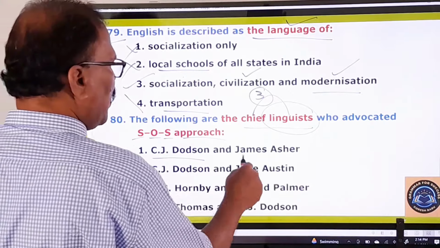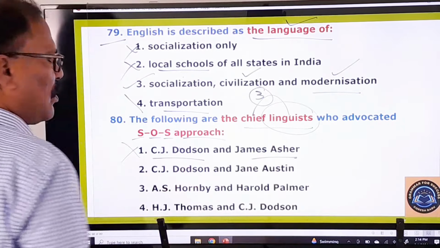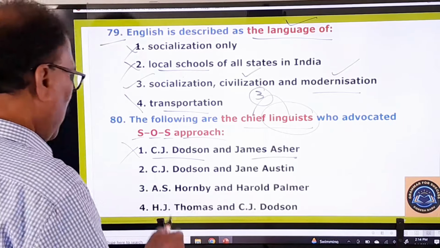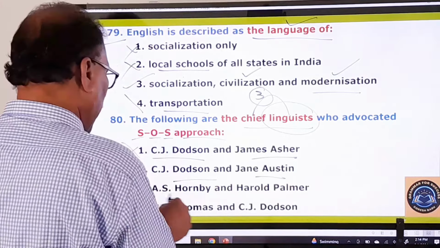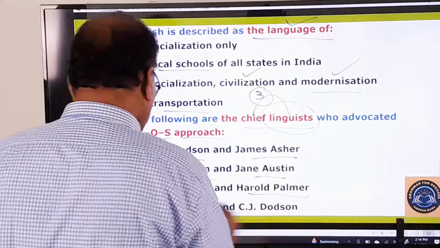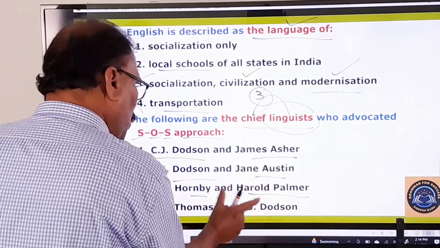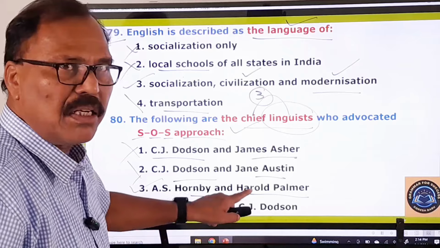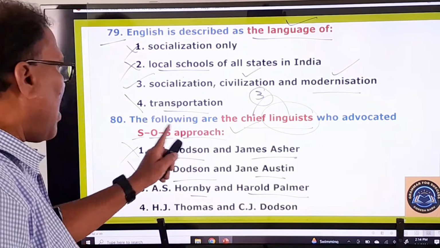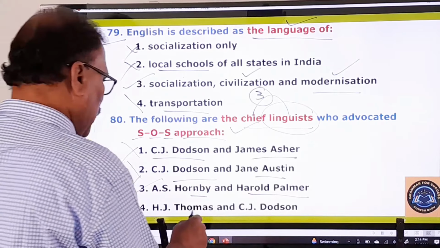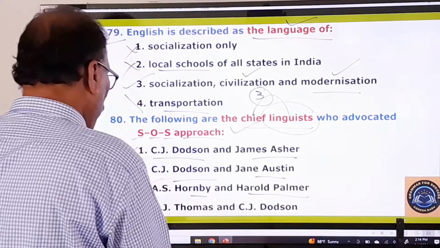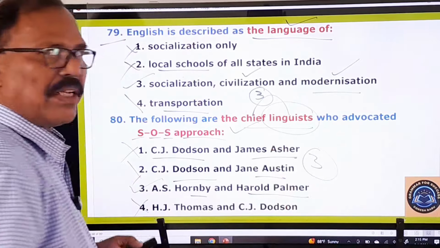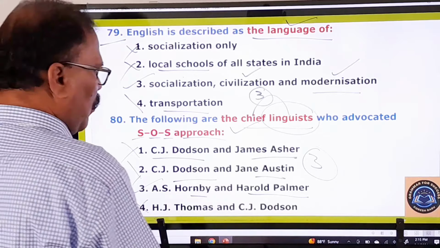Dodson and James Asher. This is not the right one. C.J. Dodson, you know very well. That was the propounder of what? The bilingual method, right? And C.J. Dodson and Jane Austen. Now, A.S. Hornby and Harold Palmer. These are only the linguists who advocated this approach, teaching approach. And H.D. Thomas and C.J. Dodson, no. So first one, second one, fourth one are wrong, and third one is only your answer, right? And now we move on to other questions.